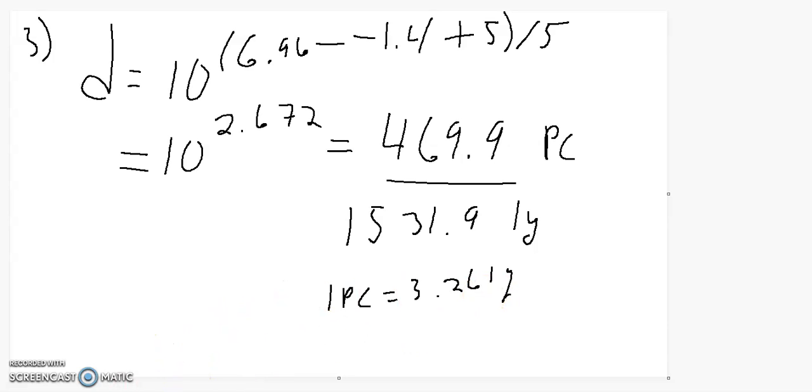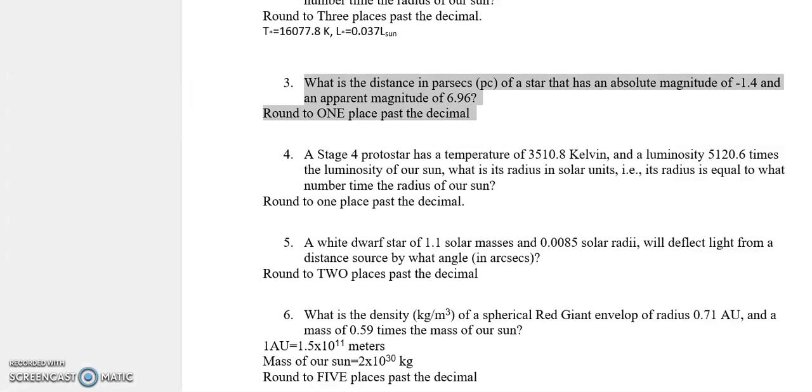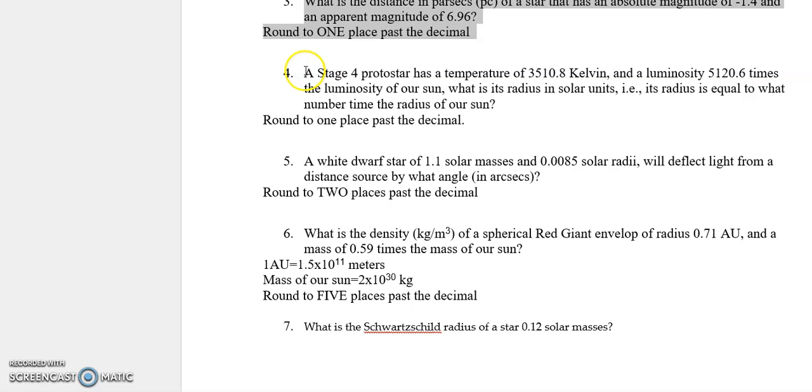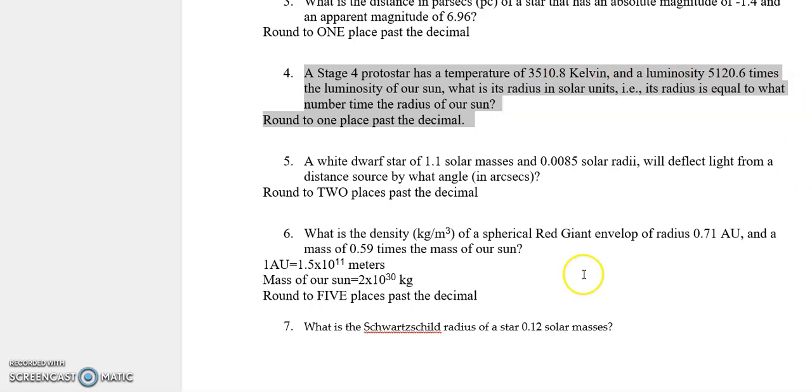Okay, so let's do the next problem. Let's just go over here. All right, so next problem, we have a stage 4 protostar that has a temperature and a luminosity. They give us the temperature, they give us the luminosity. What is the radius in solar units? That's exactly like we did before. We just use this temperature, 3,510.8, and this luminosity, much more luminous this time, 5,120.6.